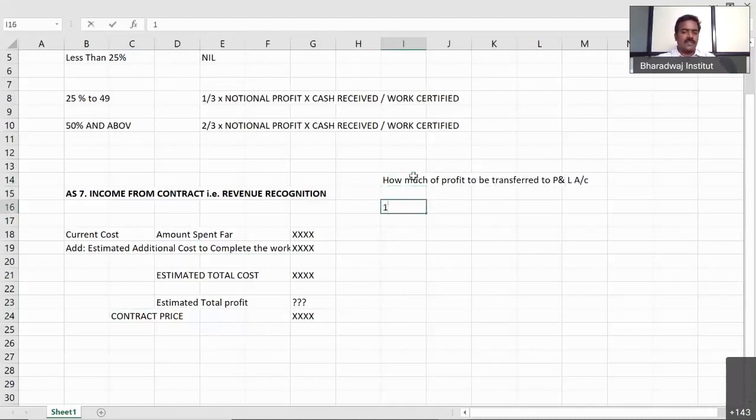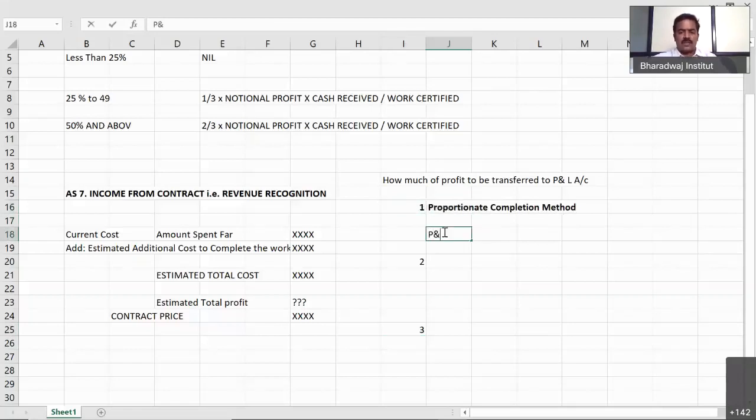This Accounting Standard 7 recognizes 3 methods. I have not included this in the notes because certain things, you write and take it. Only then will things go into your mind. First one is called the proportionate completion method.